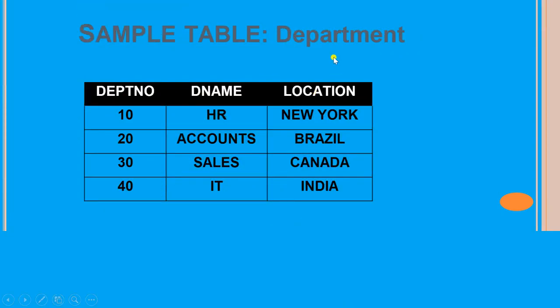Now this is a sample table of department. In this you can see department number, name, location. These are the columns, and in this particular field 1, 2, 3, 4. These four are the records, or you can see these four are the rows of this table department.